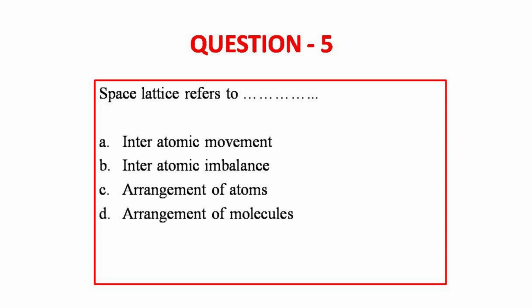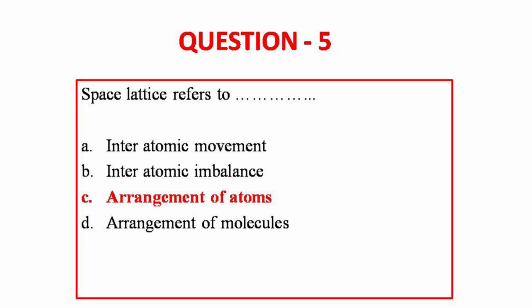Space lattice refers to interatomic movement, interatomic imbalance, arrangement of atoms, or arrangement of molecules. The answer to this question is option C, arrangement of atoms. So what is a space lattice? A space lattice can be defined as any arrangement of atoms in space in which every atom is situated similarly to every other atom. Got it?